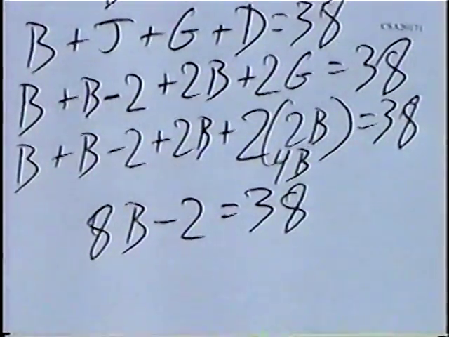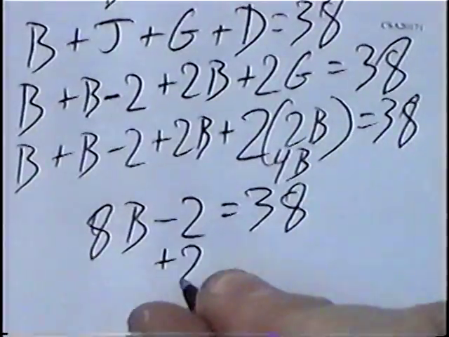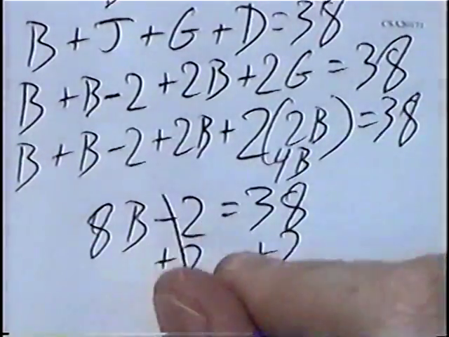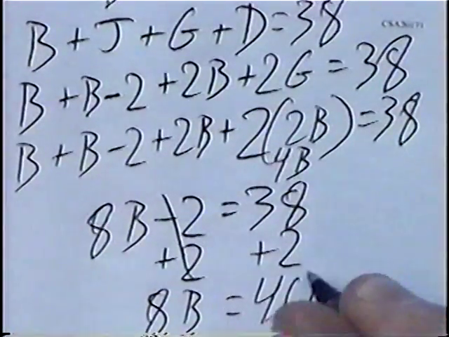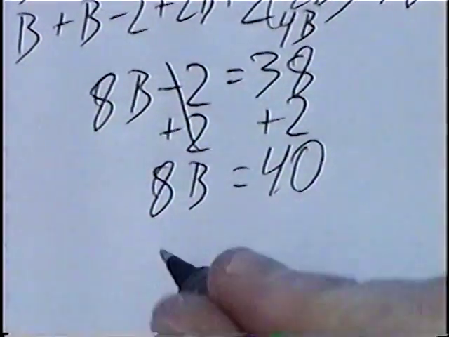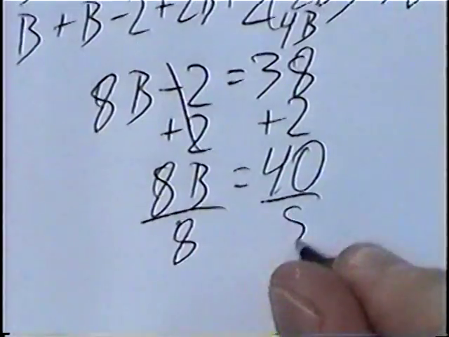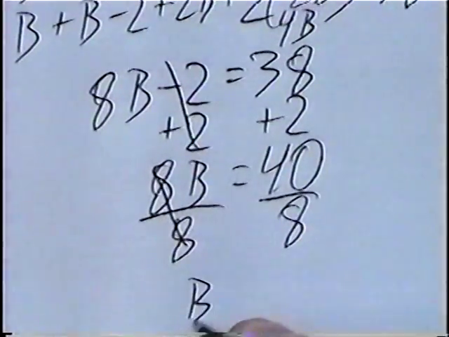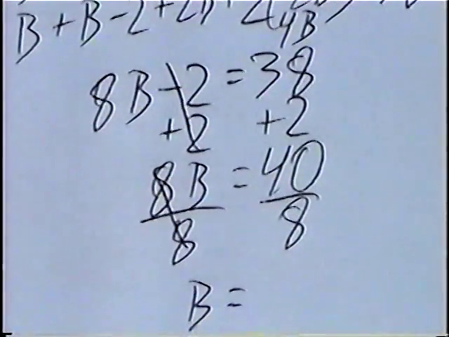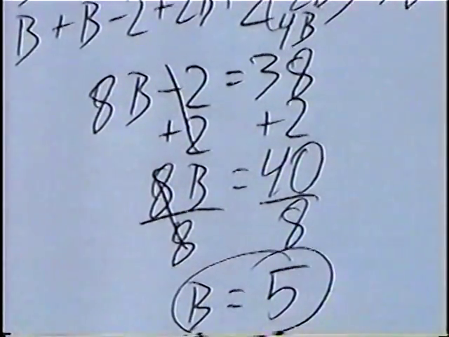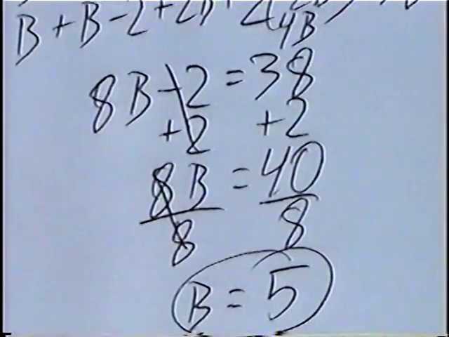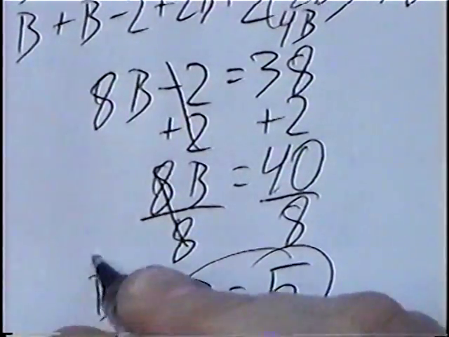Solving for b, or solving for Beth's age, adding 2 to both sides. 8b equals 40. And last step, you can divide by 8. And you'll get the correct answer. b is equal to 5, or Beth's age is 5. Looking back at the answers, the correct answer would be B.